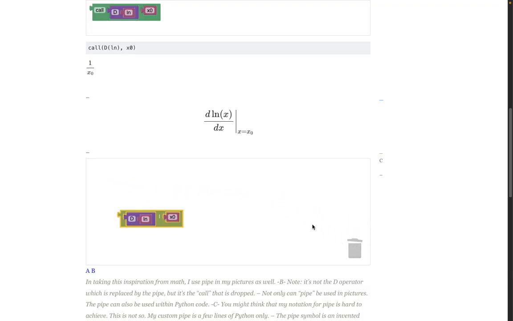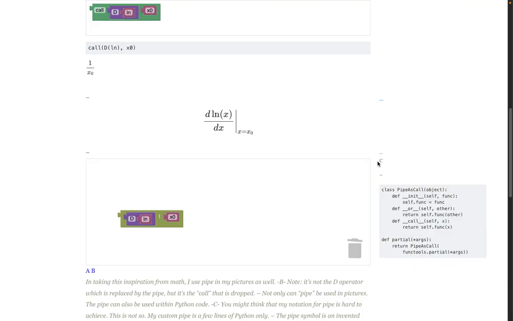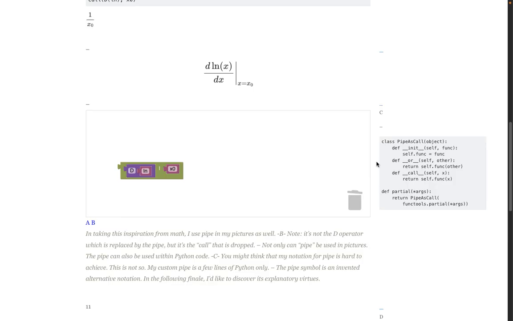Not only can pipe be used in pictures, the pipe can also be used within Python code. You might think that my notation for pipe is hard to achieve. This is not so. My custom pipe is a few lines of Python only. The pipe symbol is an invented alternative notation. In the following finale, I'd like to discover its explanatory virtues.